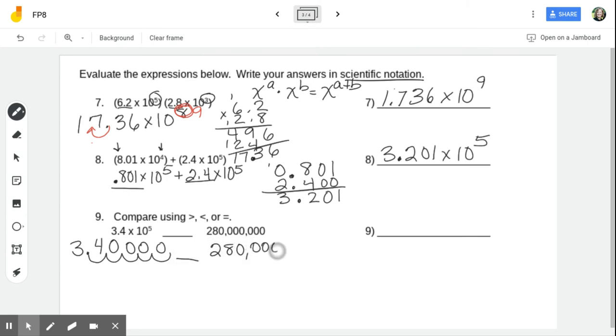How does it compare to 280? Is that million? Let's see. Boom, boom, boom, boom. Let's see. 100,000. Yeah, 280 million. Well, it is definitely smaller, right? So it is less than, okay?